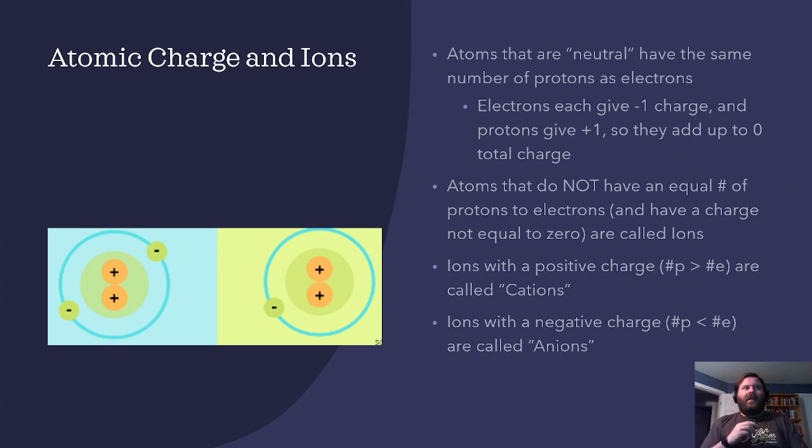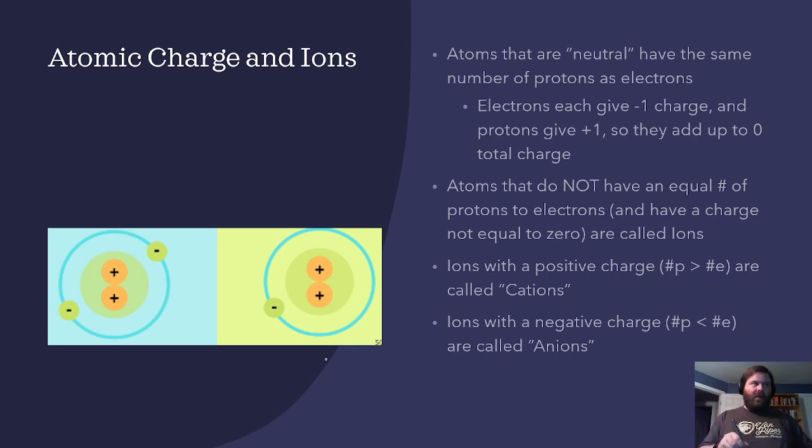And then lastly, I just want to talk about ions. Ions are what happens when you don't have the same number of protons as electrons. So let me explain. If I have an atom that is neutral, okay, that means that for every proton, which gives a +1 charge, the atom has a matching electron that negates that +1 charge with its own negative charge.